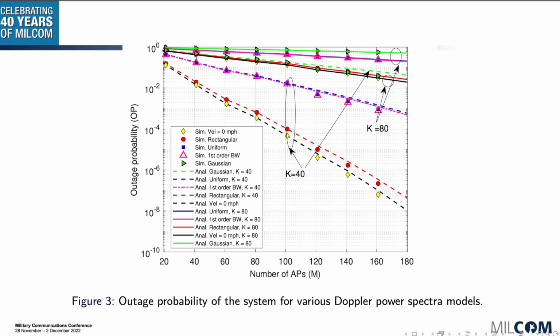Moreover, the worst case of the outage probability is observed using the Gaussian power spectrum model. And the first order Butterworth and uniform power spectrum models have almost similar outage performance, and its performance lies in between the best and worst cases of the Doppler power spectrum models.